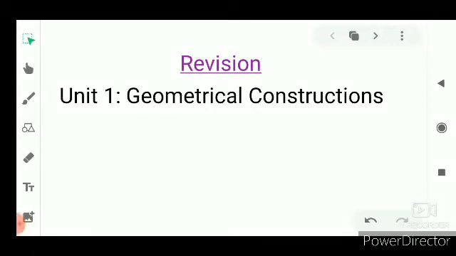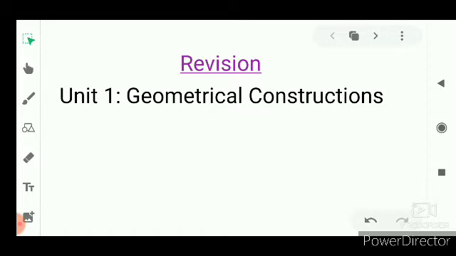Assalamu alaikum dear students. Till now we have completed all the lessons of first term, and now we are going to start the revision of all the lessons. So today we are going to take the revision of first unit, that is the geometrical constructions.